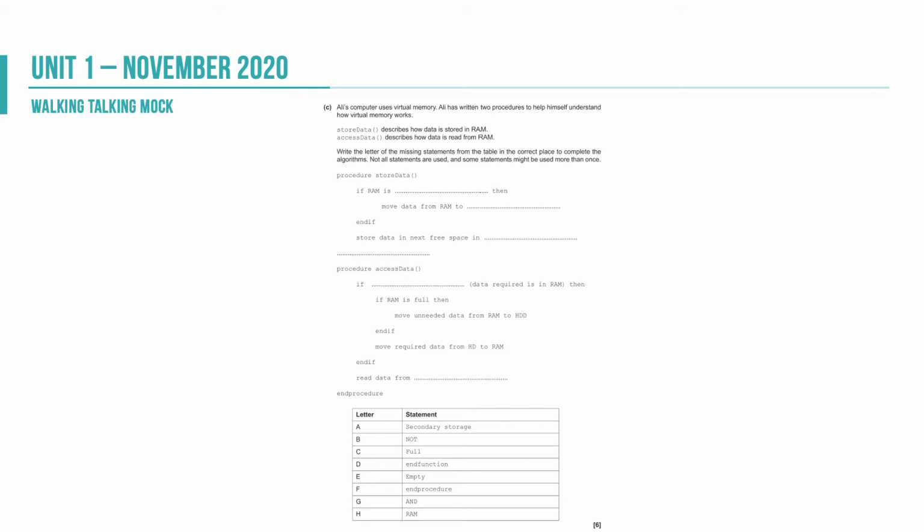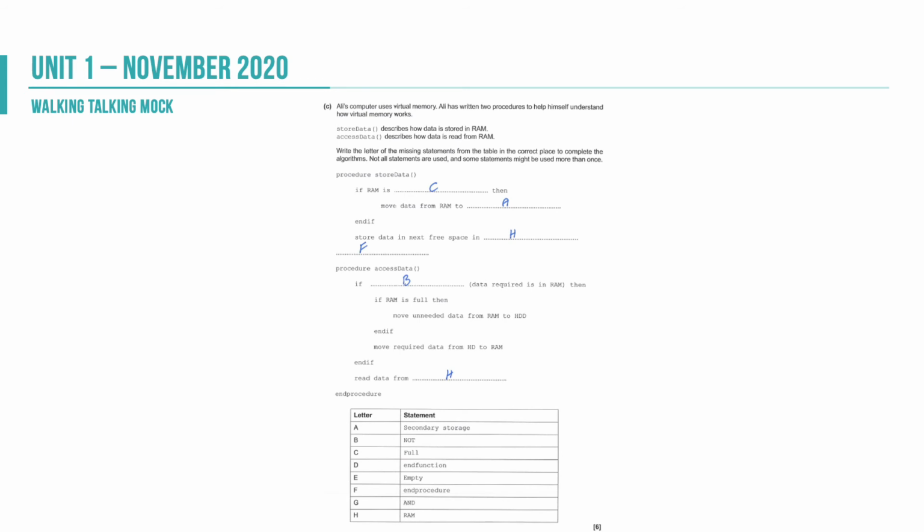So here are my answers. One. You can write the phrase out in full, or you can simply write the letters. For me, if I can save time, I'm going to go with writing the letters. If the RAM is full, then move the data from the RAM to the secondary storage. Store data in next free space in RAM. End procedure. We know a procedure is started, so we know that F must be the one to end the procedure. Again, fill in the gaps you know, fill in the answers you're sure on, and go from there. Then come back and fill in the ones you're not quite as confident on.